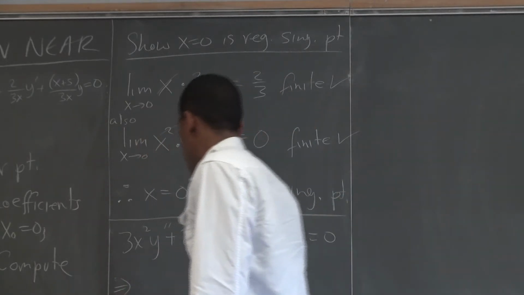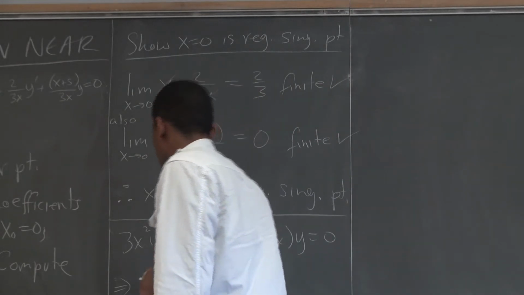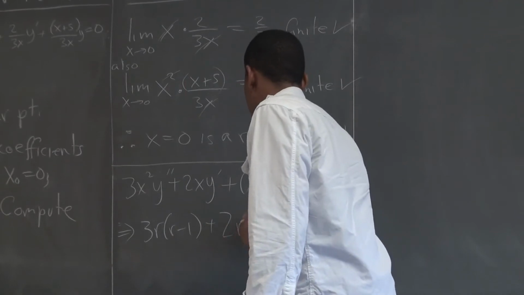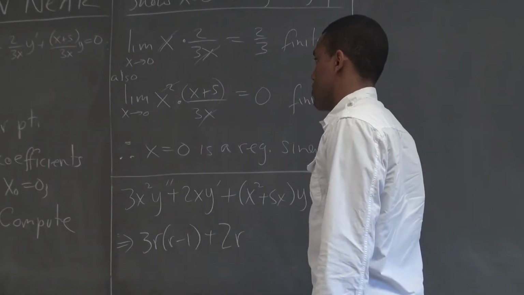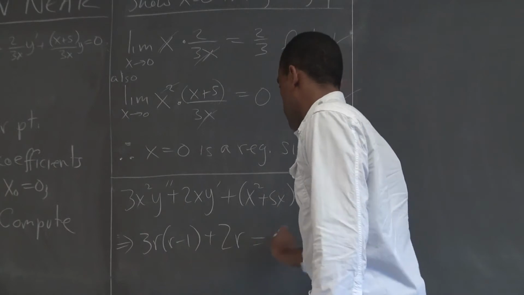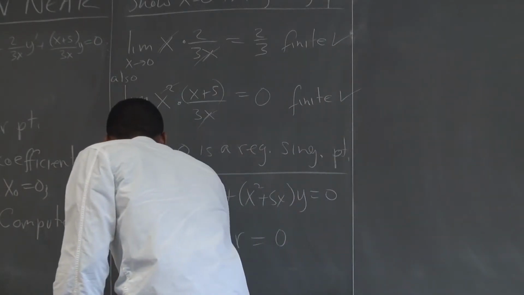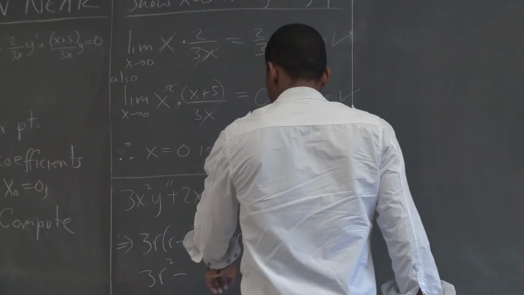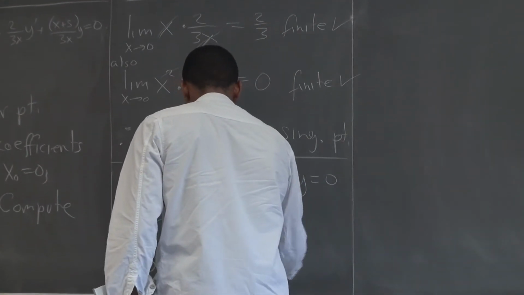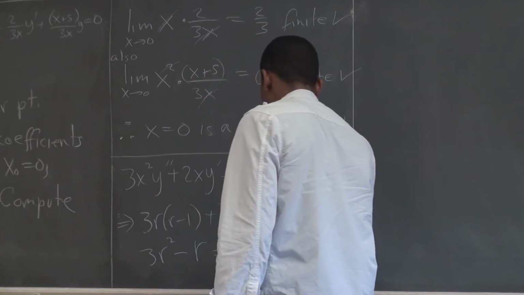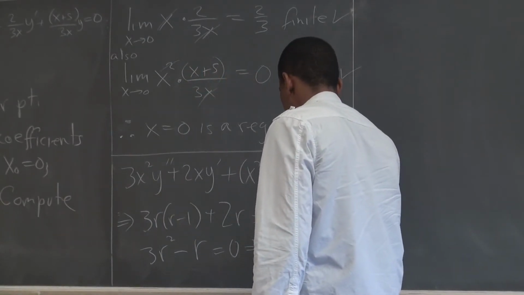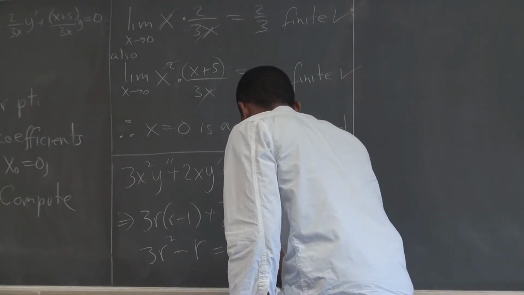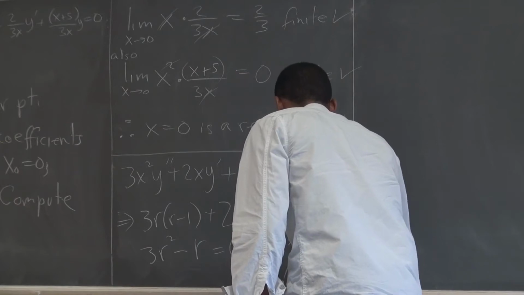So what is the indicial equation here? 3r plus 4 minus 1 plus 2r equals 0. That's it. So this is 3r squared minus 3r plus 2r. This means I have r times (3r minus 1) equals 0. So I have two solutions, r equals 0 or r equals 1/3.